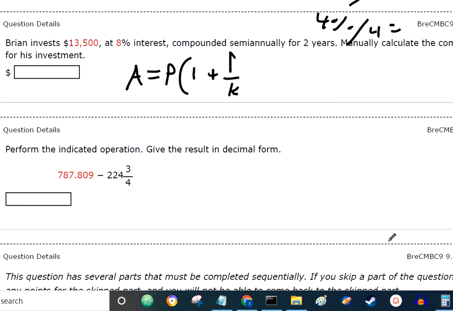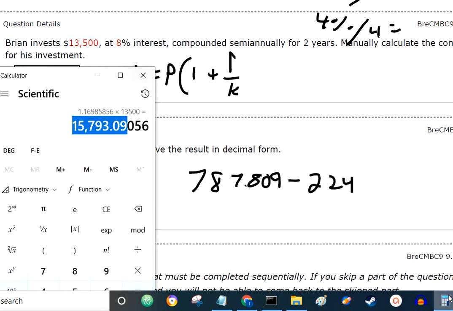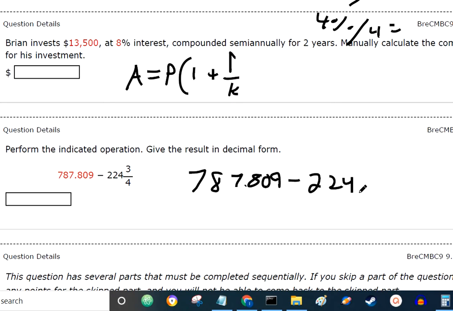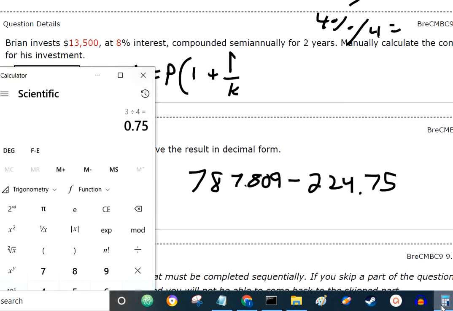Question 13, calculators are okay. So probably the trickiest part of this one is to convert that second number to a decimal. That's 224 3/4. If you convert 3/4 to a decimal, actually we already did it once in this video, right? That's 0.75. 224.75. And just make sure to punch it in left to right. So 563 and 59 thousandths.